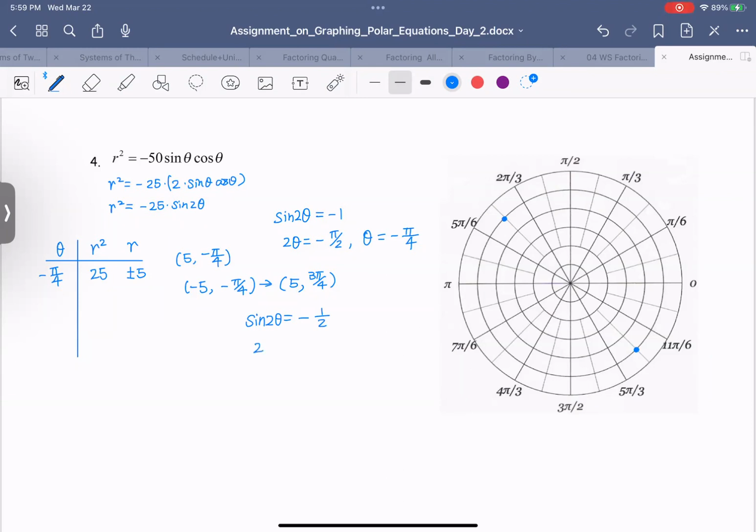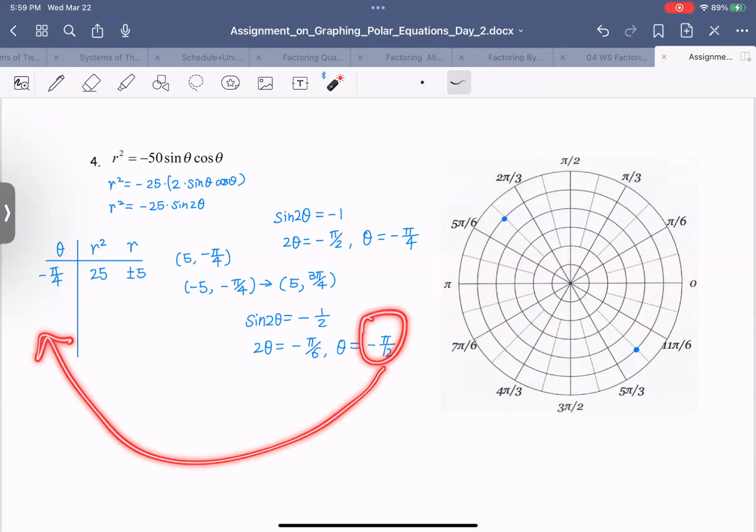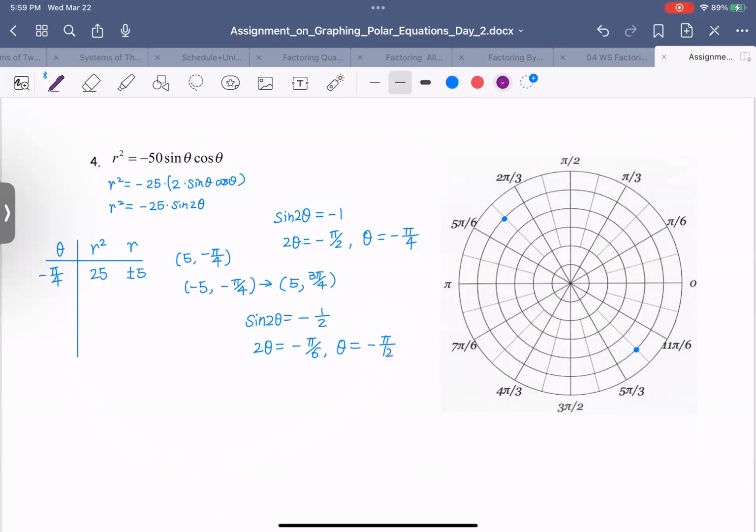Then your 2 theta will be how much? Negative pi over 6. So theta will be negative pi over 12. Good. Now, based on this, you will pull this one back. Make sense? So you will put this one here. So far, so good?